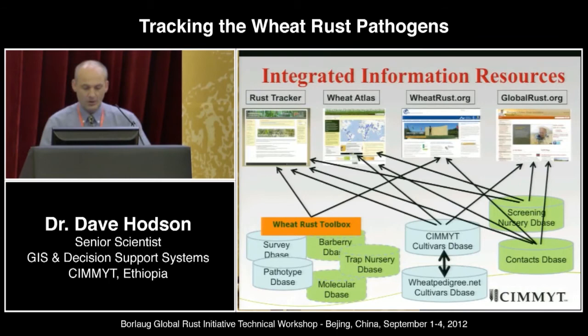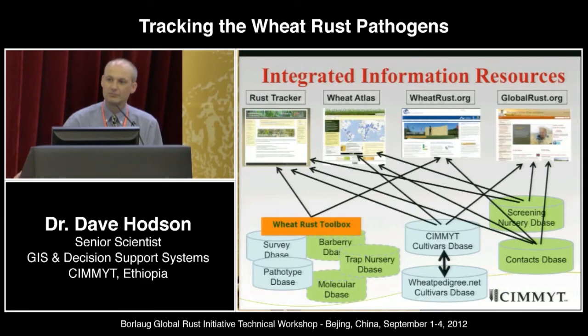What we're also working towards is an integrated approach to the information resources that we've got. I talked about Rust Tracker, but we've also got other information portals that have been developed by different institutions, different colleagues. So at CIMMYT we have the Wheat Atlas. Global Rust Reference Centre has the wheatrust.org, and BGRI has globalrust.org. Now, the people behind all of these, we're all trying to work together in a collaborative way. So the idea is that we would have single source databases for key information, and then the information from those can feed into multiple access points from the public perspective.